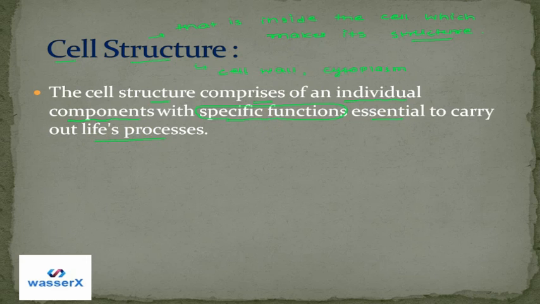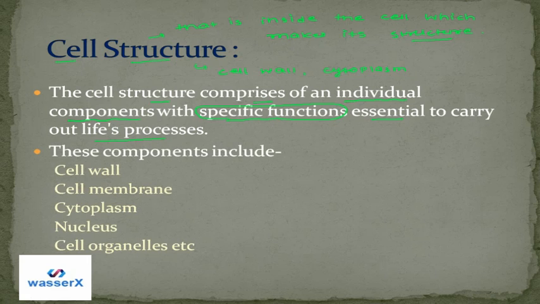Now let's see which structures are there in our cell. So the cell components can include the cell wall, cell membrane, cytoplasm, nucleus and different cell organelles. These include chloroplast, mitochondria, then vacuoles and many other organelles. So we will see these kinds of organelles in the next part of the video. Okay, so let's move.